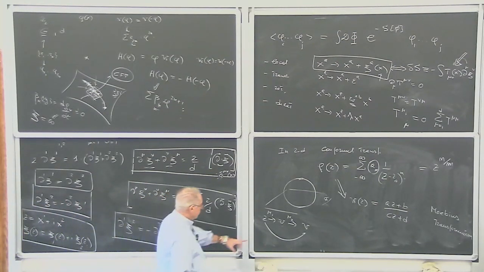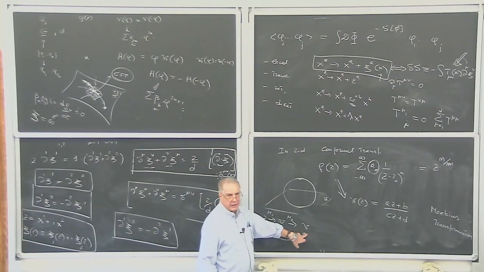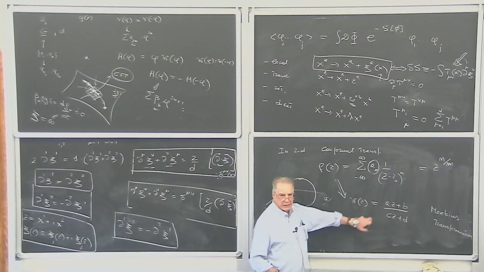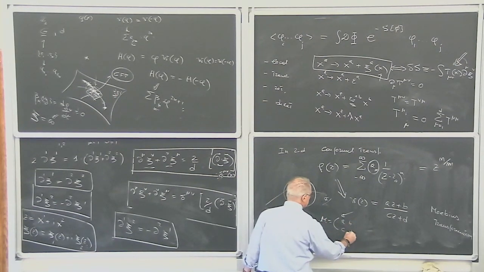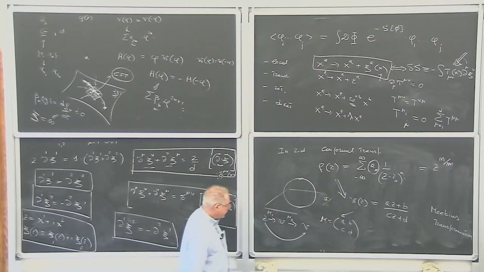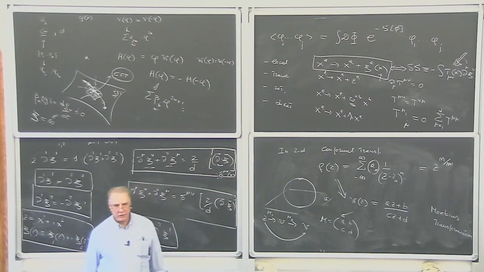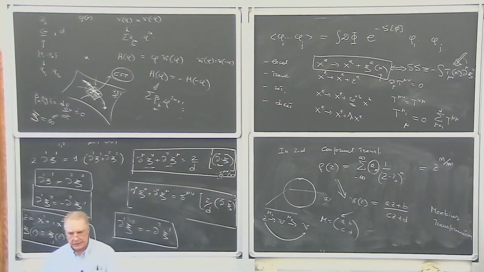So you want to compute what this is directly. The way of doing it is associating these transformations to a matrix, which is done like this: A, B, C, D, and use the usual multiplication of matrices to get the transformation.